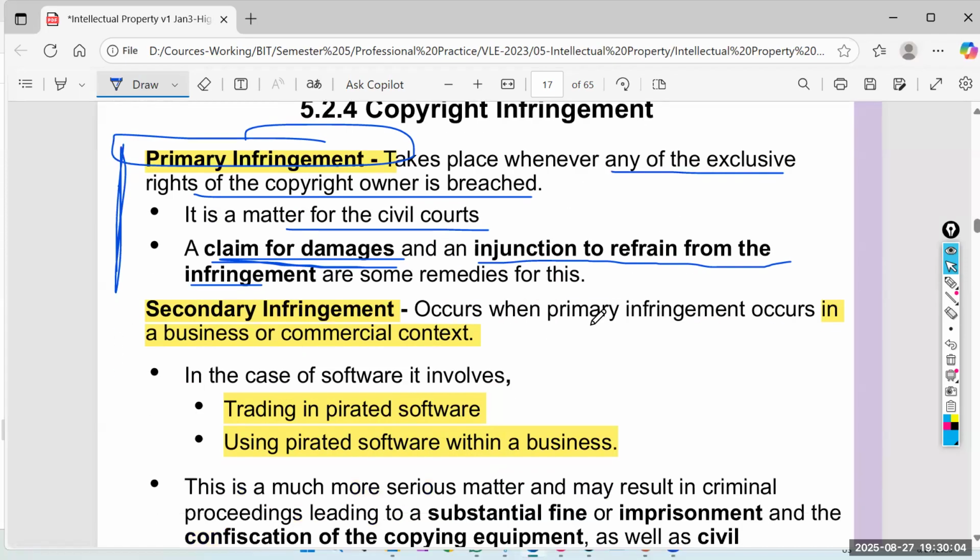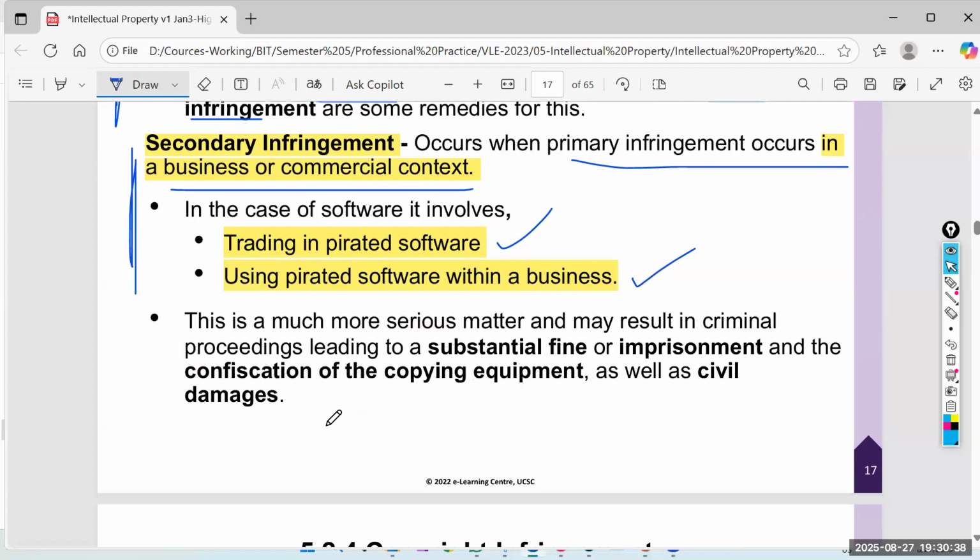Secondary infringement occurs when primary infringement occurs in a business or commercial context, like trading pirated software. You just sell pirated software. Maybe you buy from someone else and you retail it. Or using pirated software within a business. You don't copy it. Maybe you have bought pirated software from someone else, and now you use it. This is not as severe as primary infringement. Still, this is an offense, so the offender will get a substantial fine, imprisonment, and so on.